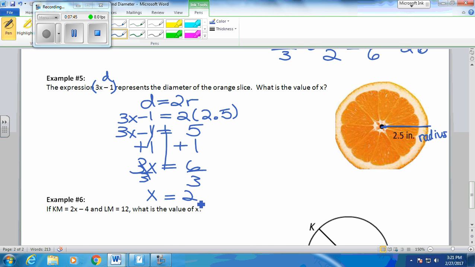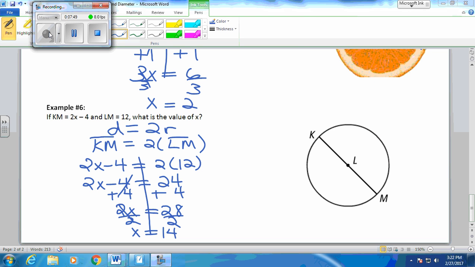Okay, go on and try number 6. All right, so I might have a little bit more work here than what you have, but I just started with the original equation again of d equals 2r, just because I'm reminding myself of the relationship between the diameter and the radius. As I looked at the diagram, they're telling me that KM, right here, is 2x minus 4.